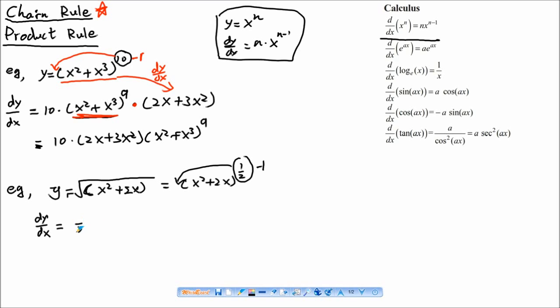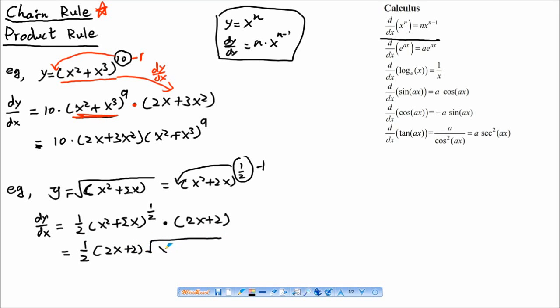So I would have half, bracket x squared plus 2x, and initially whatever is in the bracket doesn't change. And times the differentiation of whatever is in the bracket, which is bracket 2x plus 2. Then I would have half bracket 2x plus 2, times square root of x squared plus 2x. Okay, and this is my answer.